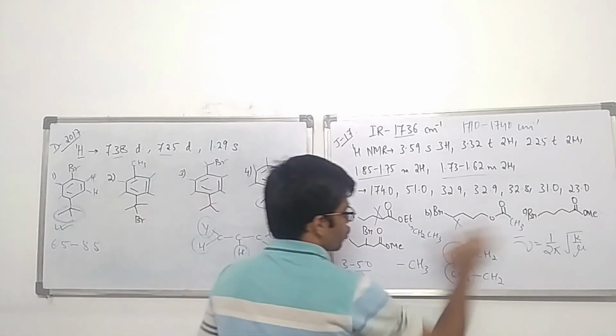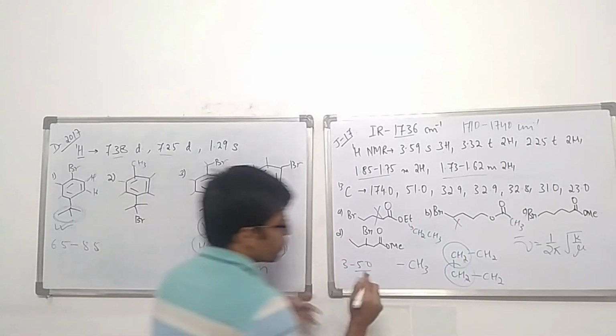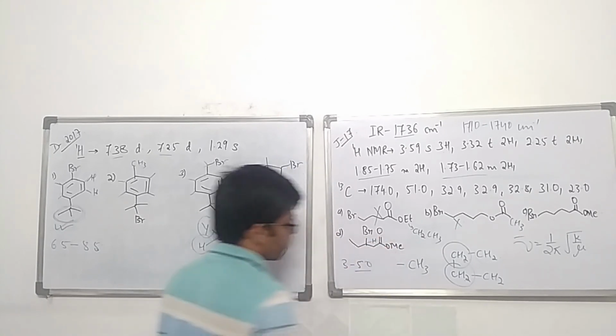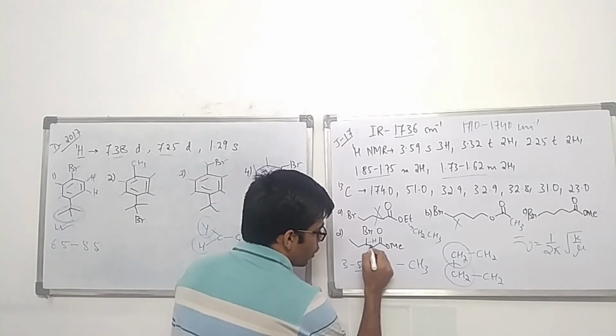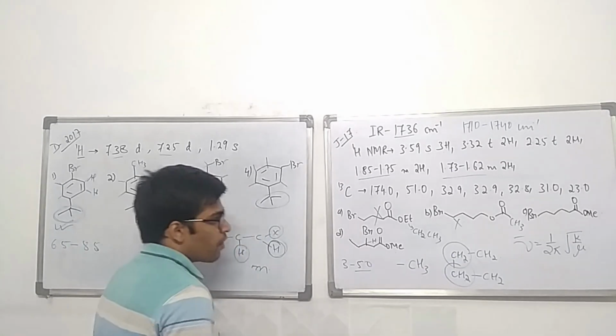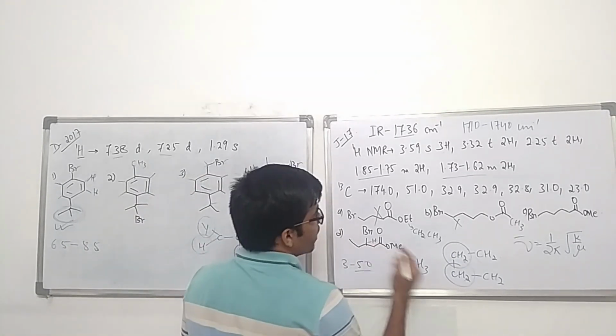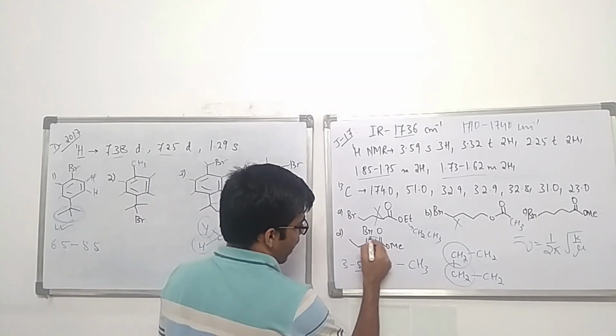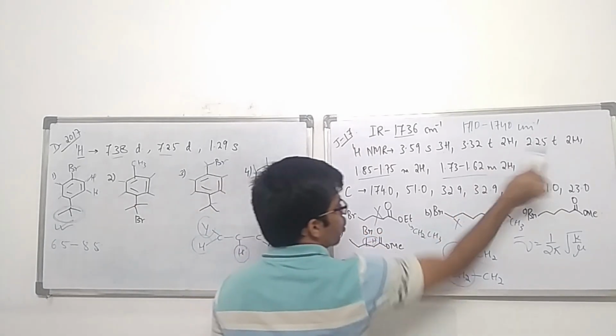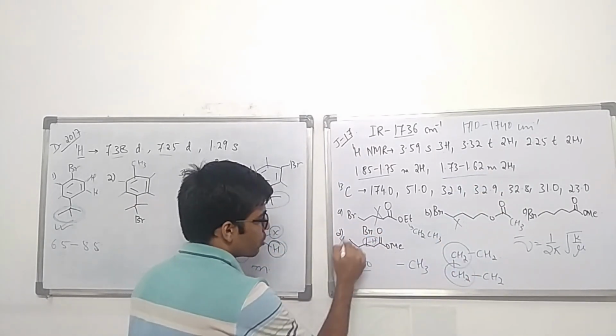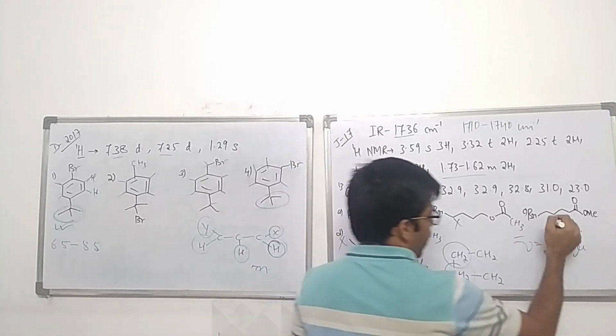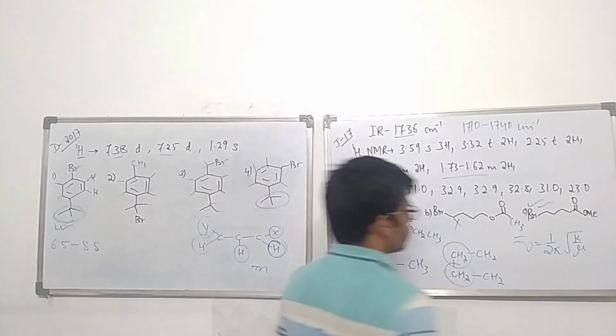Now let us look at these 2 structures. If you see, there is one hydrogen here. And in this case, 1, 2, 3, 4, 4 signals. At the same time, this will have one hydrogen signal, which is not given in any other case. That means this structure is also discarded. My answer will be C.